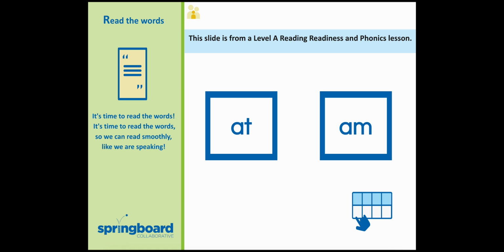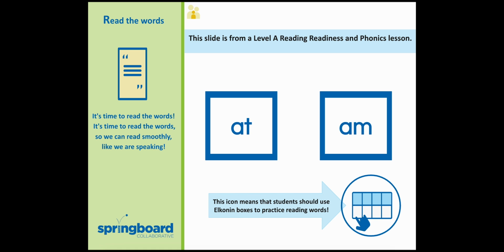This slide is from one of Springboard Collaborative's Reading Readiness and Phonics lessons. This icon on the slide means that students should use Elkonin boxes to practice blending the sounds of the phonemes to read words. Here's how to use double-decker Elkonin boxes during a Reading Readiness and Phonics lesson.